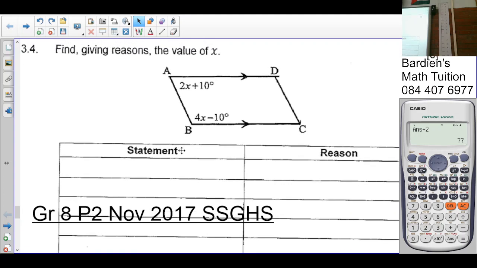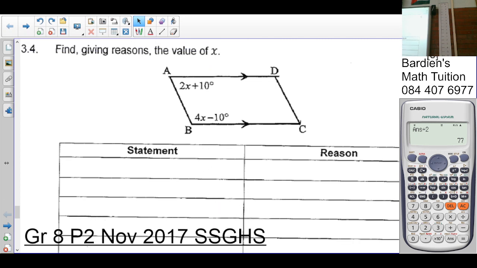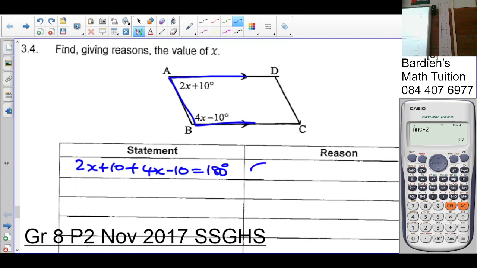Find, giving a reason, the value of x. Co-interior angles. Co-interior angles add up to 180. So we say that 2x plus 10 plus 4x minus 10 equals 180. Why? Co-interior angles with AD being parallel to BC.